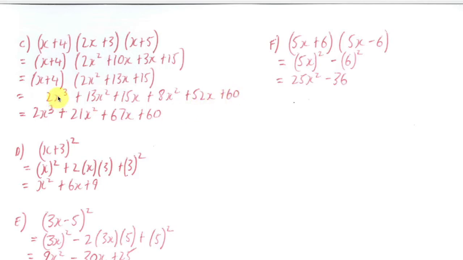Collecting like terms, there's only one term involving the 2x cubed. I've got 13x squared and 8x squared. I've got 15x and 52x, and then just the 60.